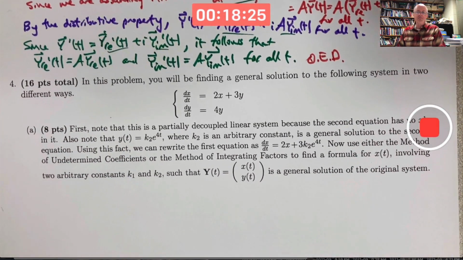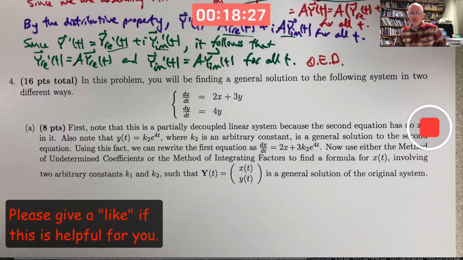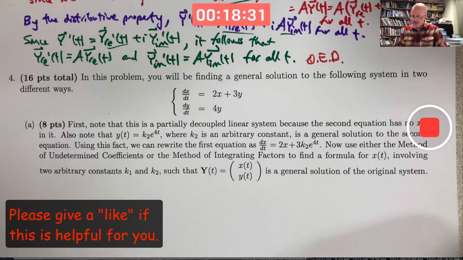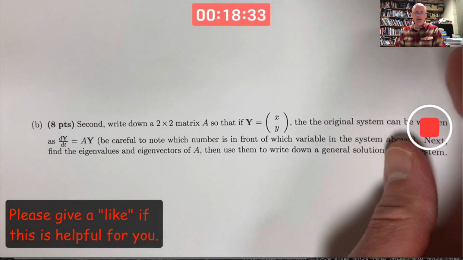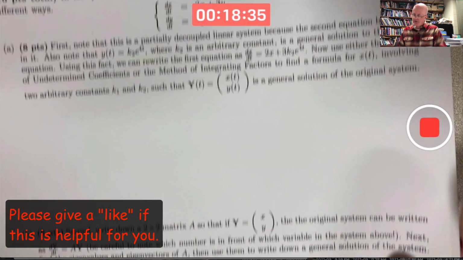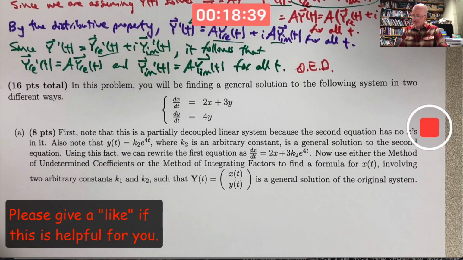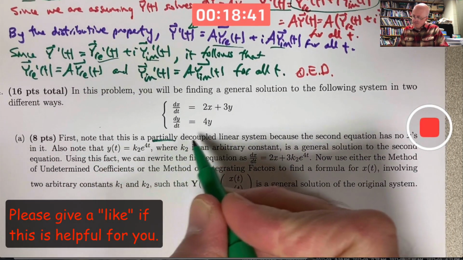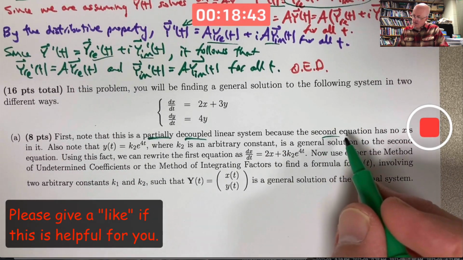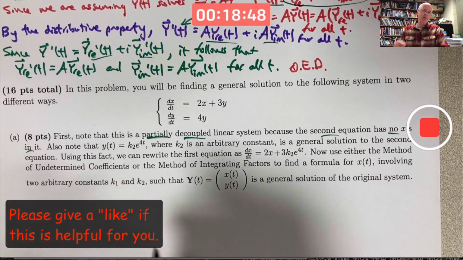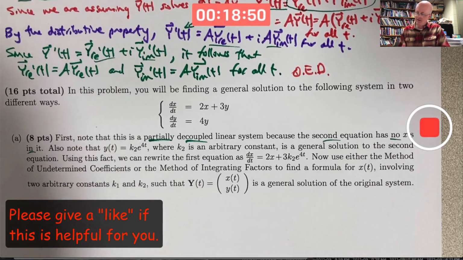Number 4. In this problem, you'll be finding the general solution of this linear system in two different ways. The second of which involves eigenvalues and eigenvectors, but the first of which involves recognizing this is what's called partially decoupled, because the second equation, this one, has no x's in it. So I can really just think about it on its own.